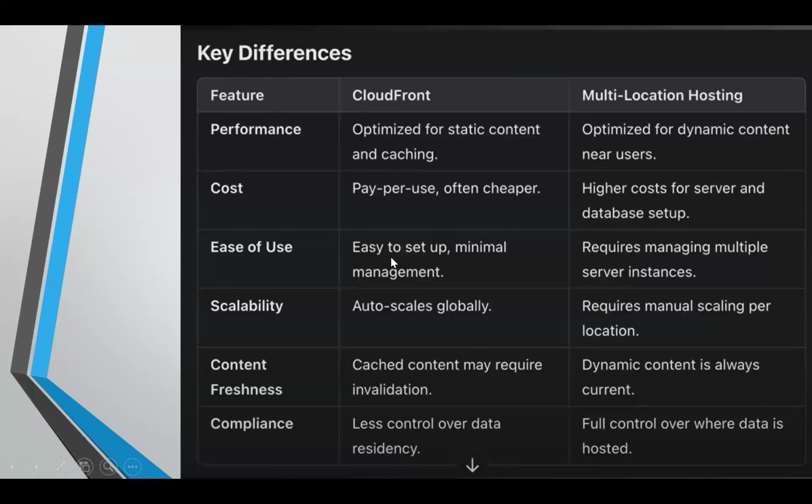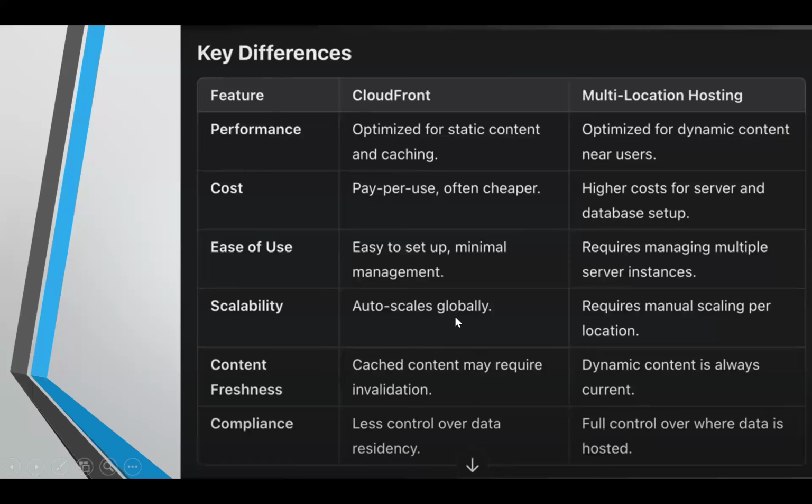Easy to use. We have seen it is easy to set up, with minimal management. We do not need to do any background check on which edge location we are going to select, or how to configure the cache. We don't do anything. We just connect our CloudFront with the AWS S3 wherever our static data is present. The other option requires managing multiple server instances. Of course, if you have created 4 EC2 instances, you have to manage all those 4. Every day you have to look into that.